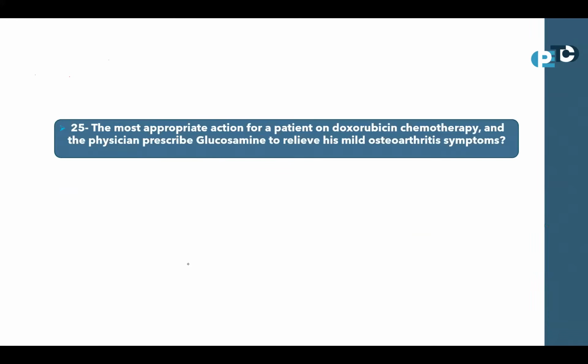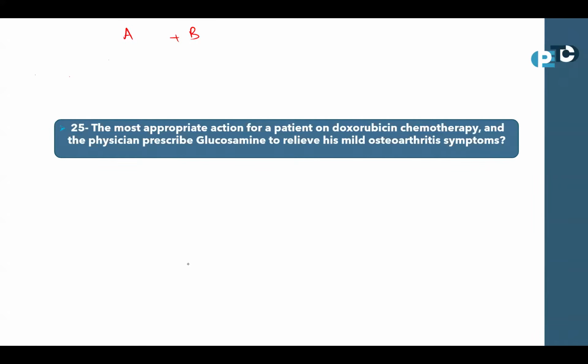The next question. The most appropriate action for patients on doxorubicin chemotherapy and the physician prescribed glucosamine to relieve his mild osteoarthritis symptoms. First question here. Is there any interaction between both? The answer is yes. So, what is your response? The most appropriate action. When we have two drugs, drug A and drug B, both of them will lead to interaction and serious interaction.